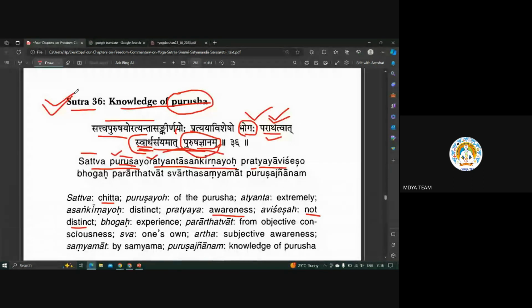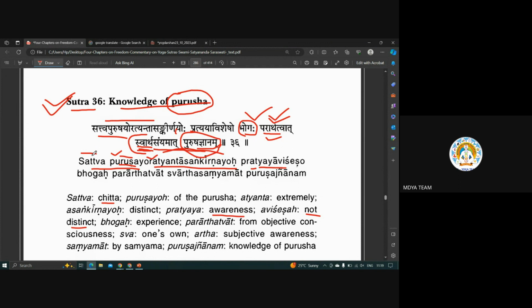One second, sir. I wrote a spelling error. Pratyaya Avishesho Bhogah Pararthatvat. Pararthatvat is the vritti that is related to Buddhi, through which we get to know about the Buddhi. And Swartha is the vritti related to Purusha. Now, what sage Patanjali is trying to say is that when we focus on Swartha vritti, which leads to the true knowledge of Purusha or the soul, we need to develop Swartha. Right, sir? Yes, ma'am. Yes, right.